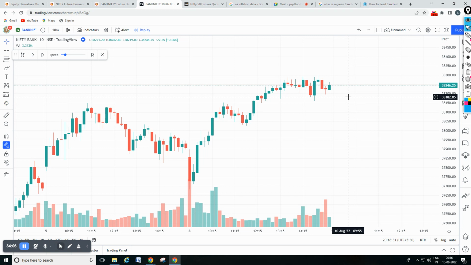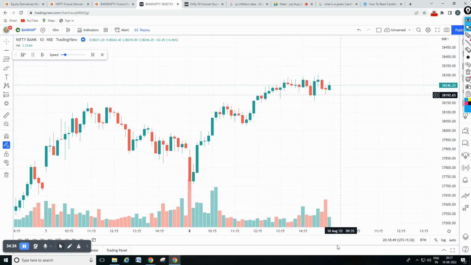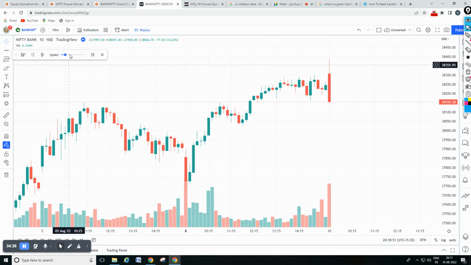Okay. So my target, what I am thinking is that if the market is moving 700 points, then I need to catch 150 or 200 points. That's enough for a day. Okay, so the market will open. This is the 10th of August. The market will open now.